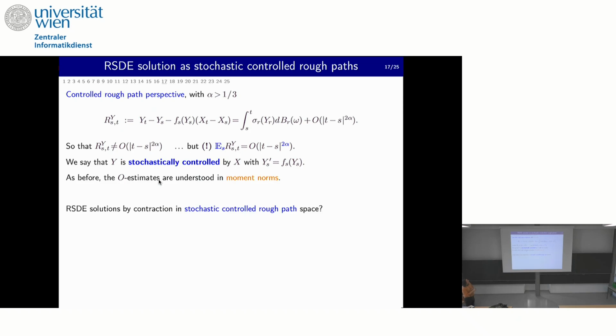So this gets a name. We say that Y is an example of a process that is stochastically controlled, in the sense that this conditional remainder is small, or higher order.